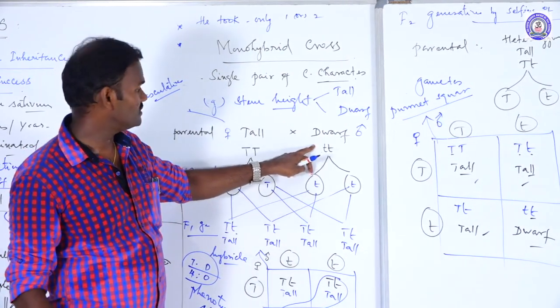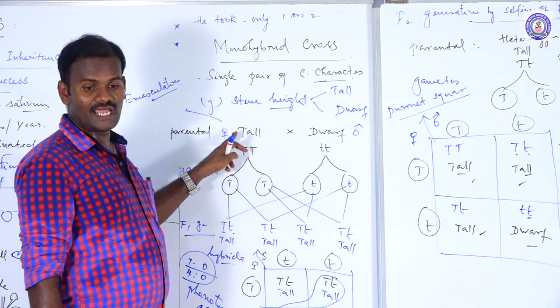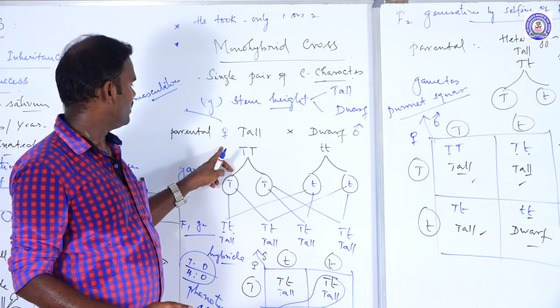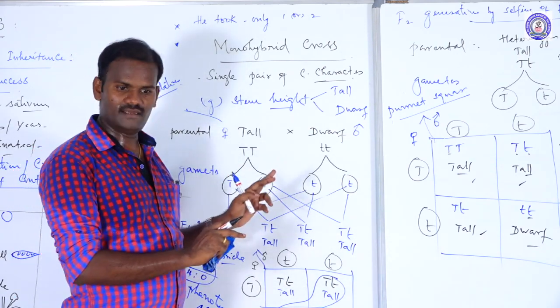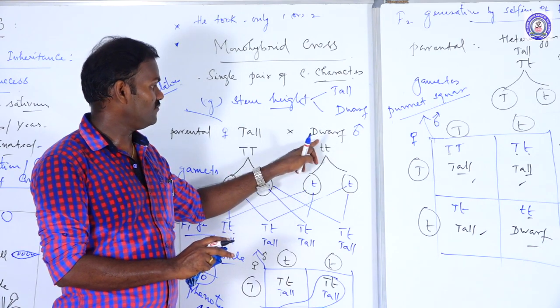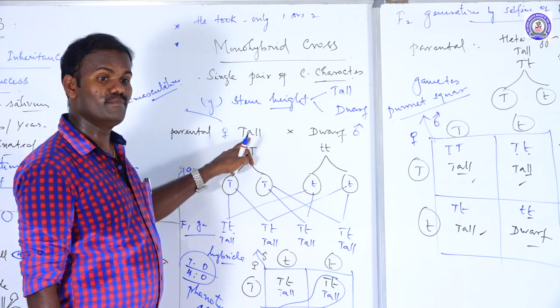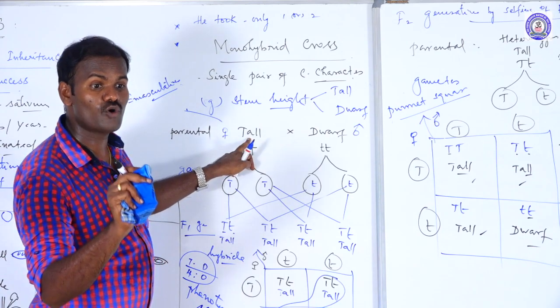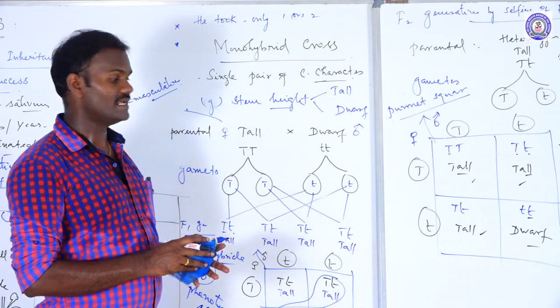So Mendel, in the first cross of the monohybrid crosses, remember, selected a tall and a dwarf plant. In the first cross, the dwarf plant was the male and the tall plant was the female. But in the second cross, he changed the flower. The dwarf is considered as the female, and the tall plant is considered as the male. These are called reciprocal crosses. Remember, in the second cross, Mendel applied a reciprocal cross.